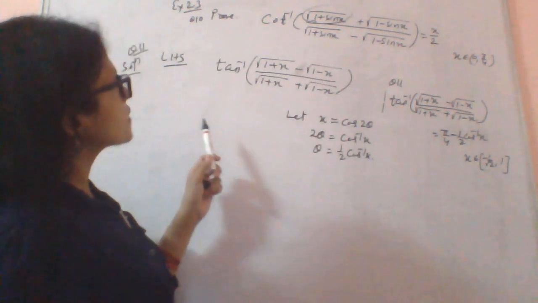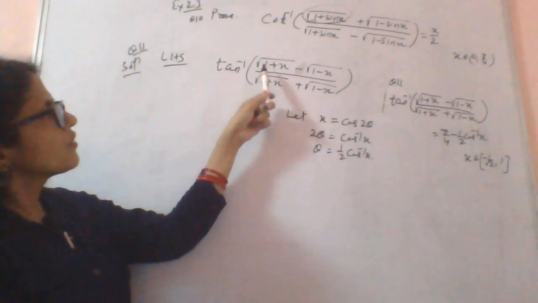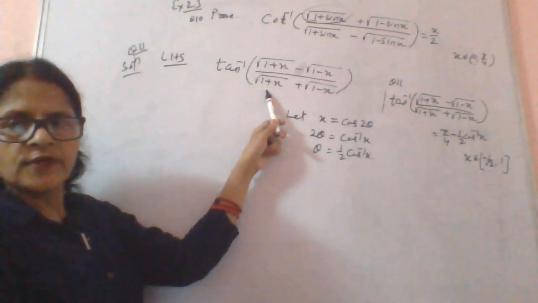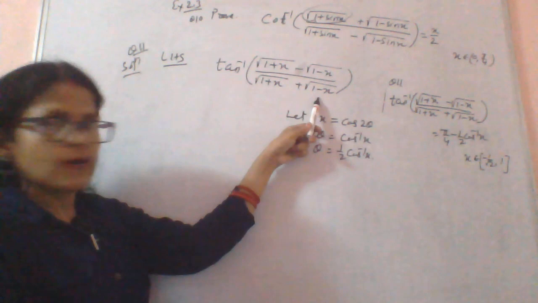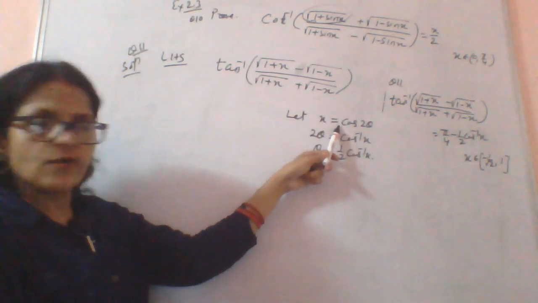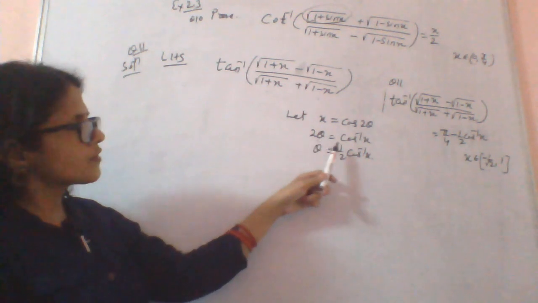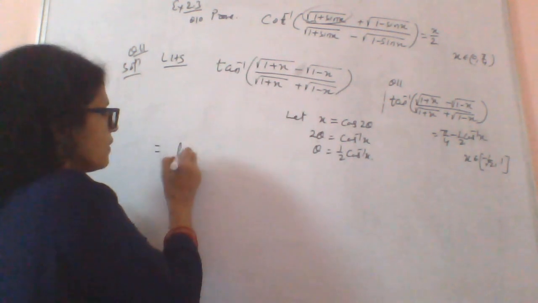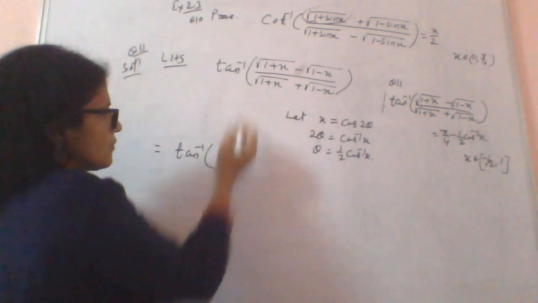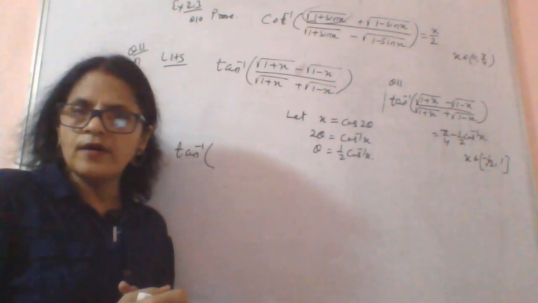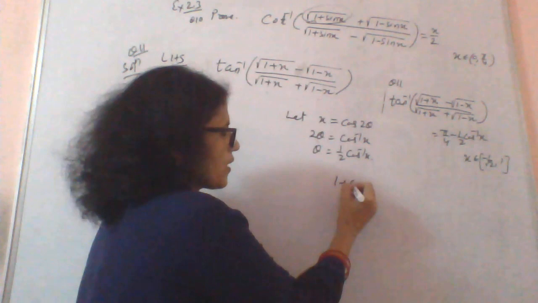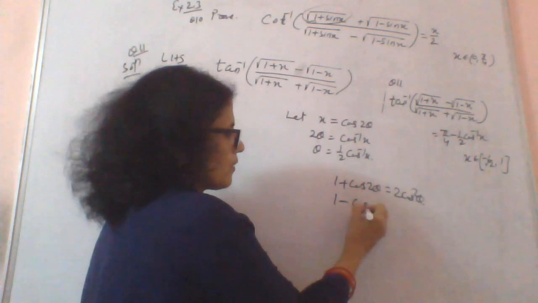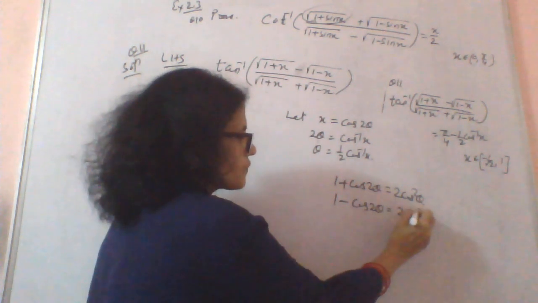So the last question of this class, as I said, tan inverse of under root 1 plus x minus under root 1 minus x, in the denominator under root 1 plus x plus under root 1 minus x. So let x equal to cos 2 theta, right? So 2 theta is cos inverse x, theta equal to half of cos inverse x. Now you see here tan inverse, so whenever you write 1 plus cos 2 theta, 1 plus cos 2 theta is what? 1 plus cos 2 theta is 2 cos square theta. Similarly 1 minus cos 2 theta is 2 sin square theta.